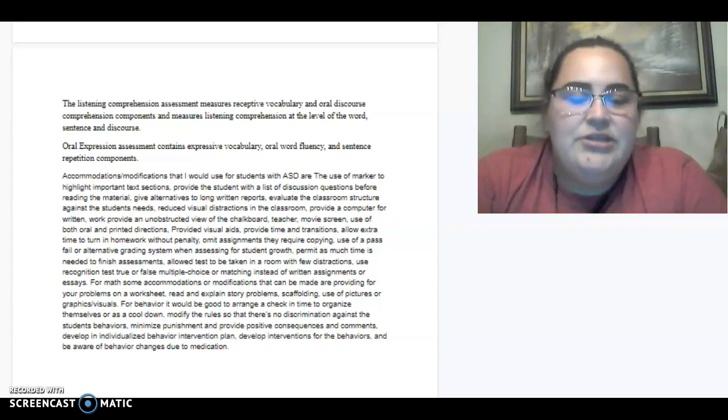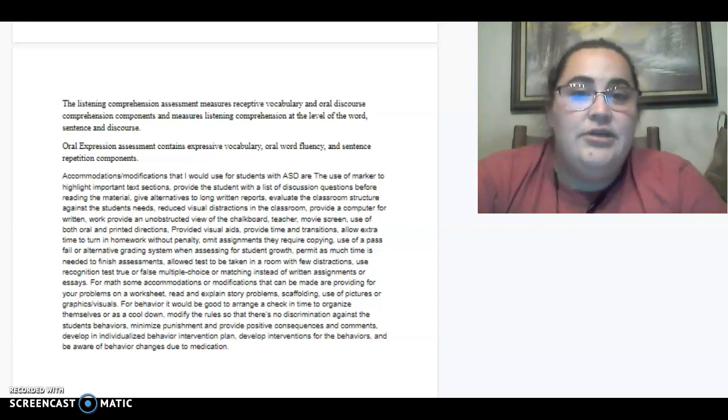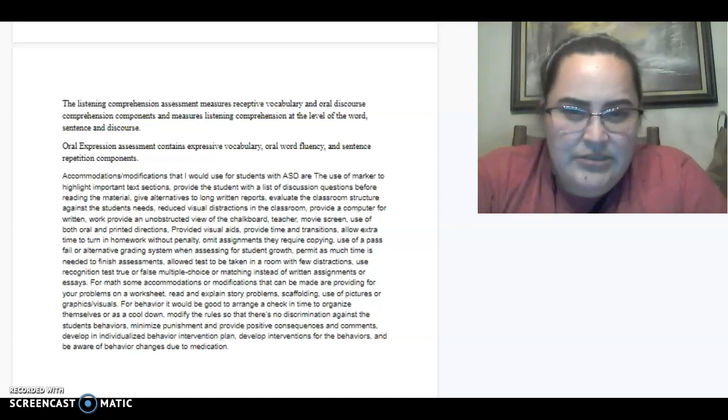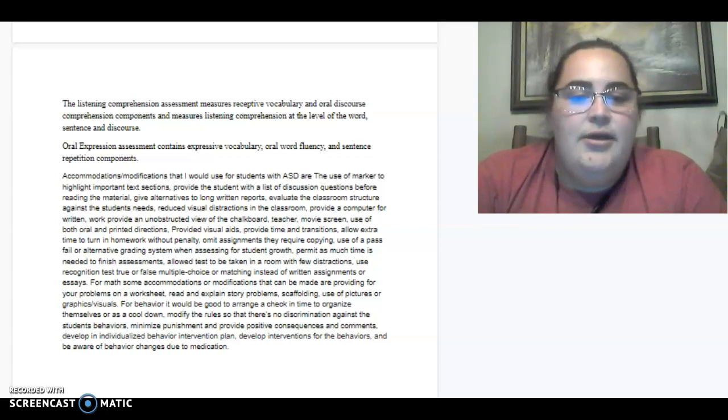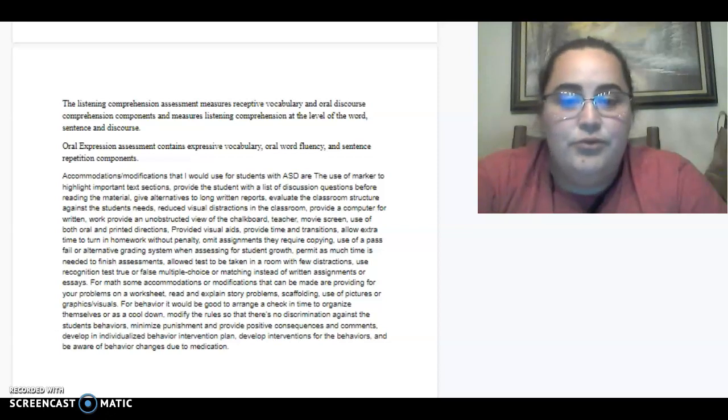provide time and transitions, allow time to turn in homework without any penalty, penalty depending on the extent of how long they didn't turn in the homework, omit assignments that require copying, the use of pass-fail, or develop a grading system that determines growth.